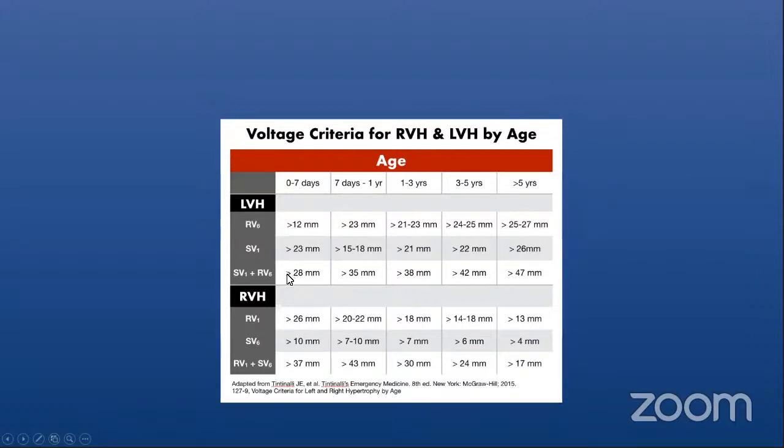Similarly, for the left ventricular hypertrophy criteria during the first 7 days of life, if the S wave in V1 or the R wave in V6 is more than 28, 30 millimeters to be honest, that will be left ventricular hypertrophy, and then 35 millimeters, and in older children more than 50 millimeters is an indicator of left ventricular hypertrophy. Obviously, you have to see the other features as well, the axis and everything.